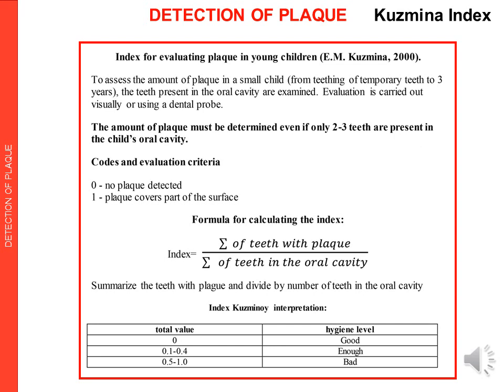Code and evaluation criteria: 0, no plaque detected; 1, plaque covers part of the surface. So, if the child has 3 teeth and 2 of them have plaque: first 0, second 1, third 1. We summarize the teeth with plaque and divide by the number of teeth in the oral cavity. So in our case, we divide 2 by 3.